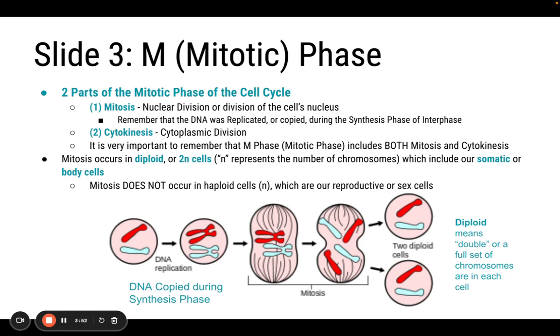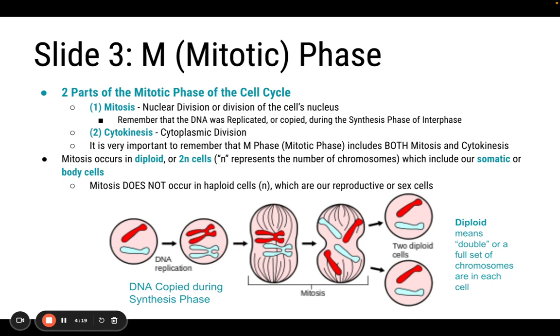Examples include skin cells, lung cells, liver cells, heart cells, brain cells. Those are all somatic cells. So we'll talk about the process in which our reproductive cells are made in our next section. But mitosis does not occur in haploid cells. Hap, think of half, meaning they have half the number of chromosomes. Again, this is a completely different process called meiosis that we'll talk about in an upcoming section of notes.